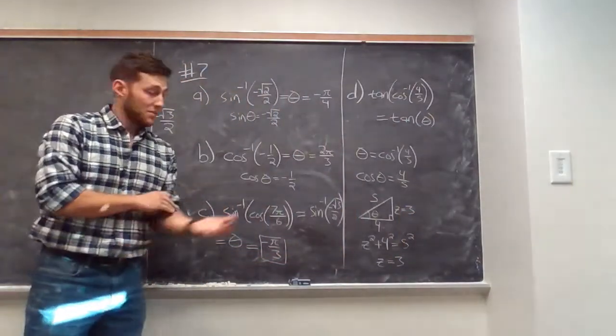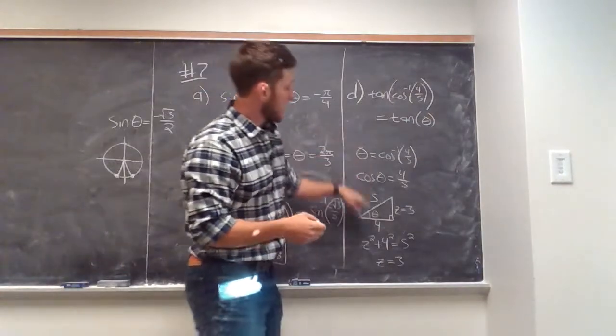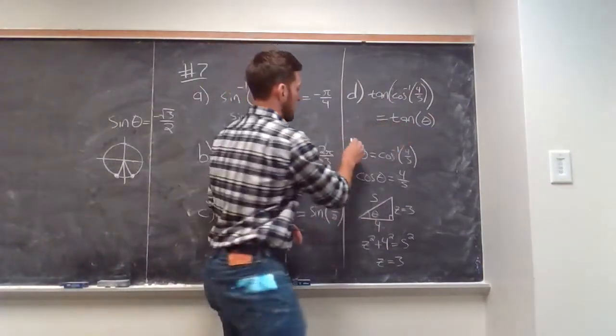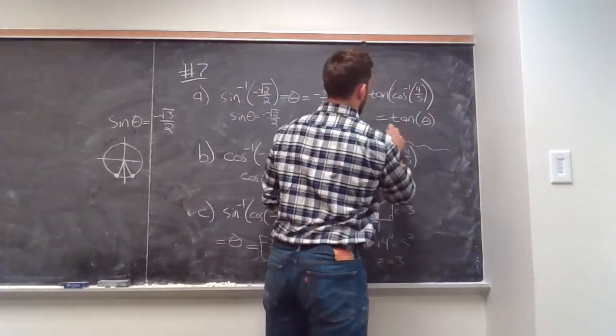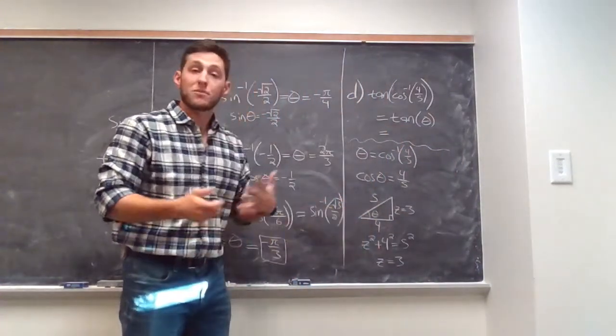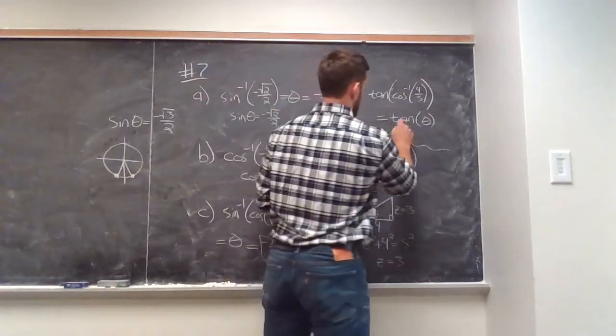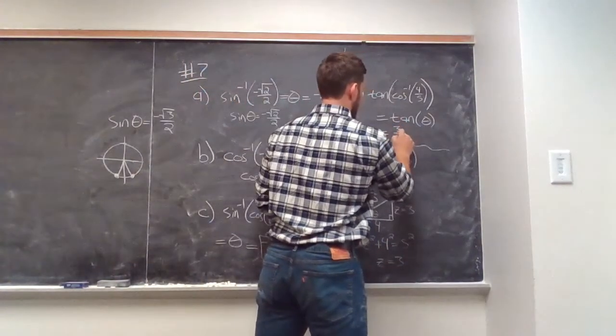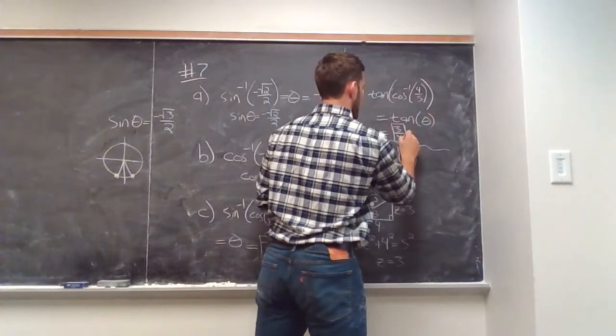Now, ultimately, using this information, we're just trying to find tangent of theta. So all this is side work. Tangent is the opposite side over the adjacent side from SOHCAHTOA. So we end up getting 3/4 as our answer over here.